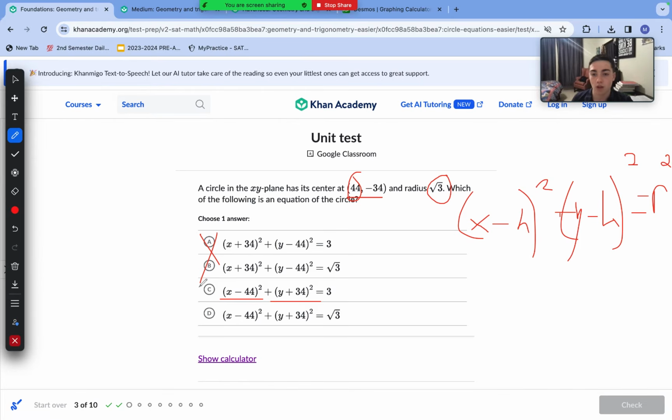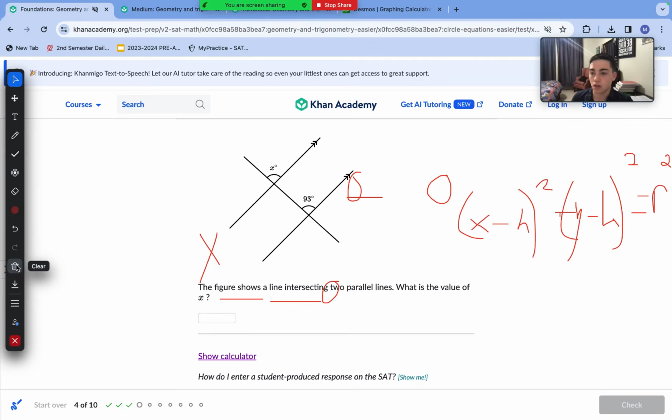That gets rid of answer choices A and B. And then r squared. If our radius is the square root of 3, square root of 3 squared is just 3. That means the answer choice C is correct for this one. On to this next question.